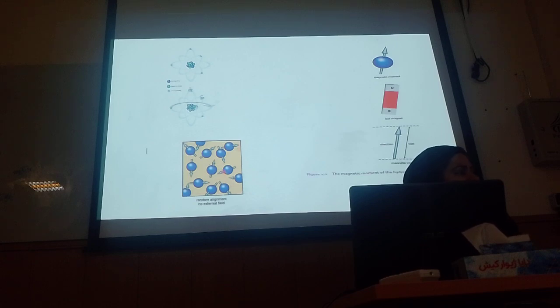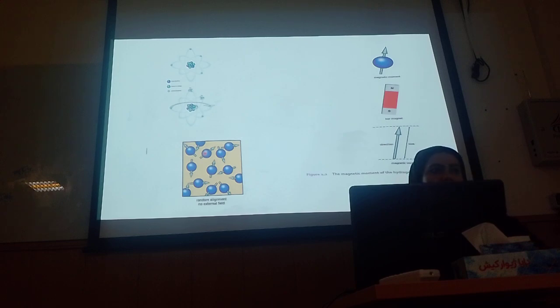Look at this picture. These are hydrogen nuclei. This hydrogen nucleus has a spin, has a magnetic moment. What is this vector? Magnetic field? No. Magnitude and direction. Magnetic moment.